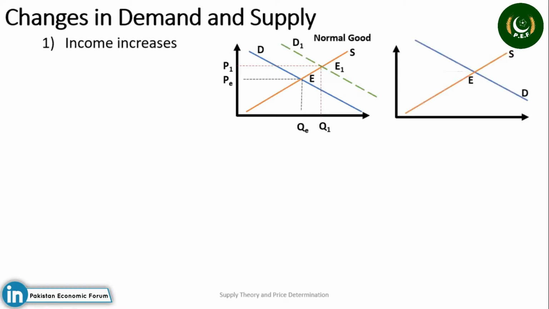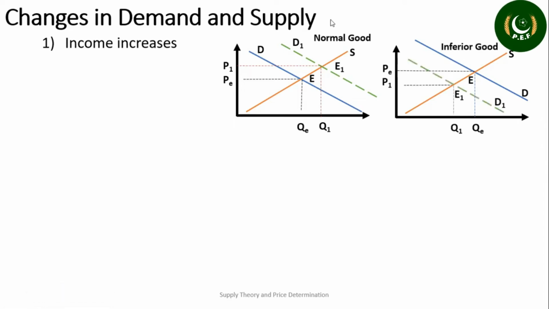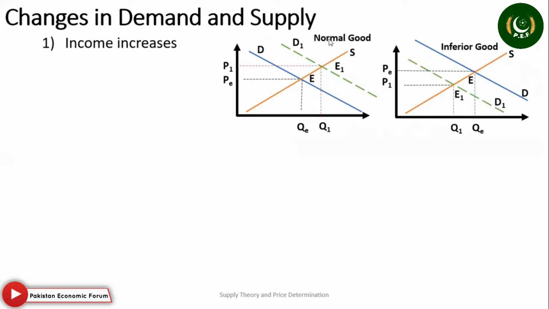Now let's discuss what will happen if the good is an inferior good. In case of an inferior good, an increase in income results in a decrease in demand for that good. This results in shifting the demand curve to the left. If the price stays at the same level, that is at PE, this will create a gap between the quantity demanded and quantity supplied. This time, the quantity supplied is higher than the quantity demanded.